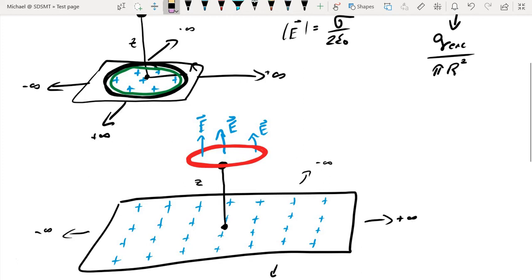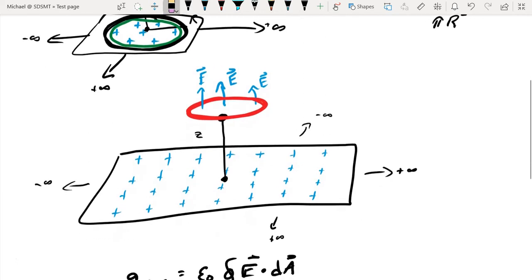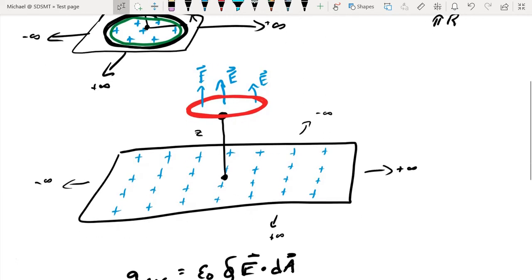Those electric field lines, however, where are they coming from? We know they're coming from the charges down below on the actual sheet of charge, but I need to figure out a way to enclose some of that charge. Right now I just have a surface area for the electric field lines to pass through. I haven't contained any charge yet.